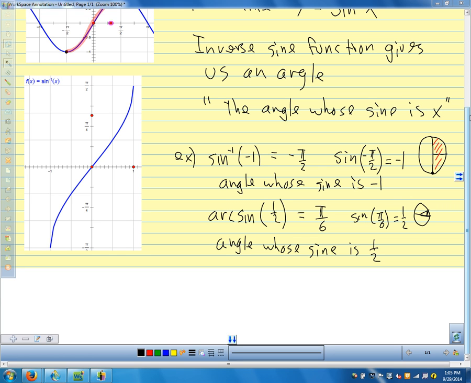Let's look at another one. How about the inverse sine of 3? What angle gives me a sine of 3?